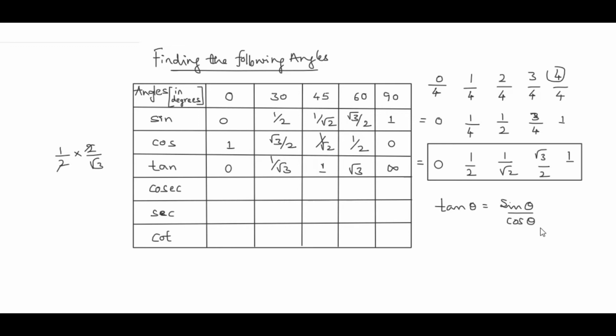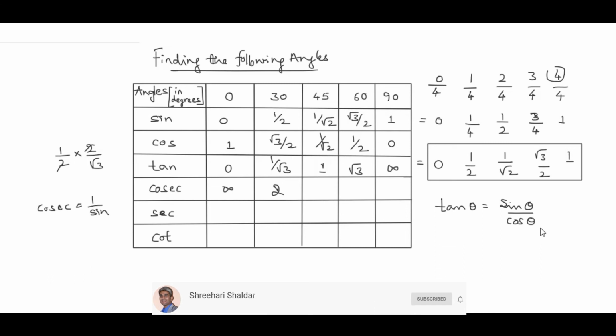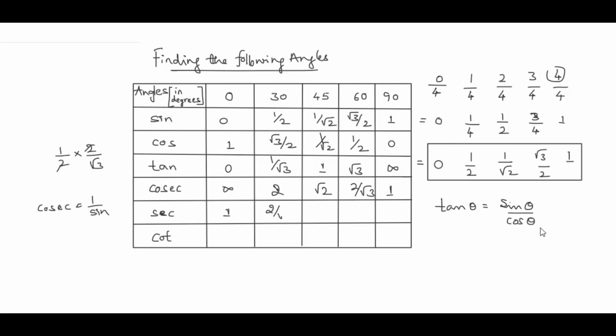So what about the cosecant? Cosecant is nothing but 1 by sine. So 1 by 0 is infinity, 1 divided by 1 by 2 is 2, 1 divided by 1 by root 2 is root 2, this is 2 by root 3, and 1 by 1 is 1. Secant is the reverse of this, that is 1, 2 by root 3, root 2, 2 and infinity.